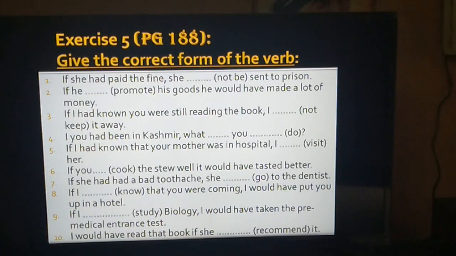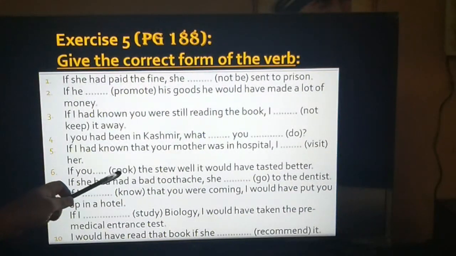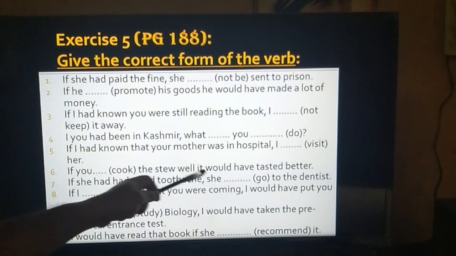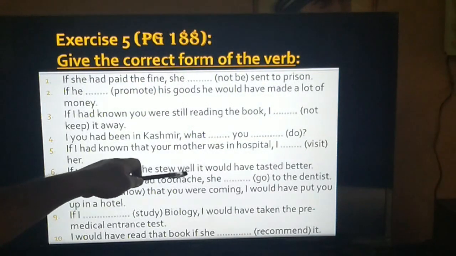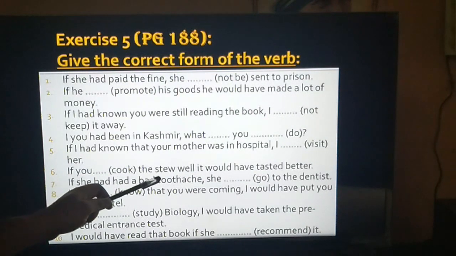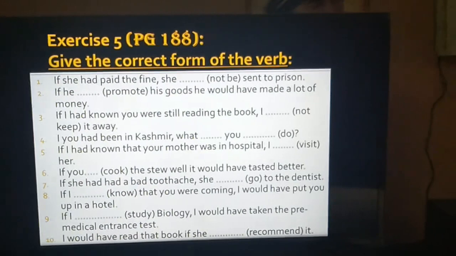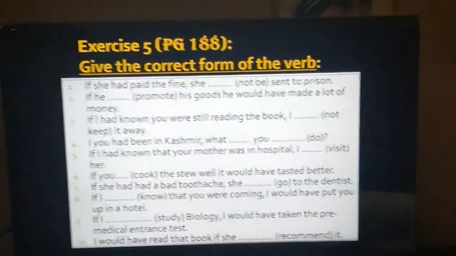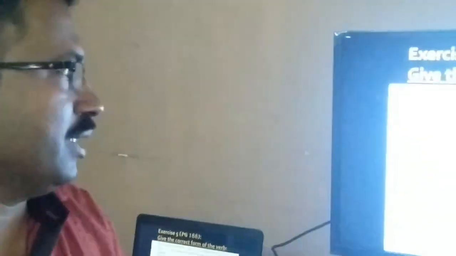Sixth question, starting with the if clause, if you had cooked, past perfect, if you had cooked the stew well, it would, so it is an if clause. So if you had cooked the stew well, comma, a comma is necessary here, it would have tasted better. Seventh one, if she had had a bad toothache, she dash in bracket go to the dentist. So what is the form of verb there? Seventh one, she would have gone to the dentist.